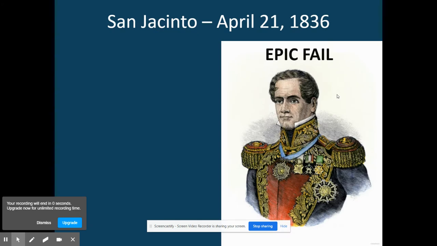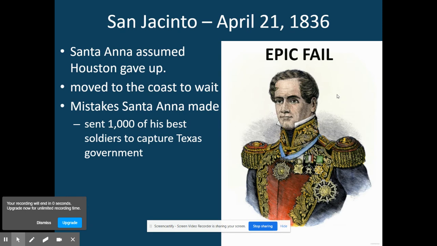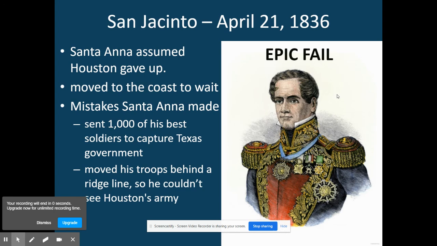San Jacinto, April 21st, 1836. The epic fail of Santa Anna. Basically, first of all, he assumed that Houston had given up. Then he moved to the coast. These are his mistakes. One: he sent 1,000 of his best soldiers to capture the Texas government. He then moved his troops behind a ridgeline so he couldn't see Houston's army. Then he allowed his men to take a siesta, or a nap, in the middle of the day.